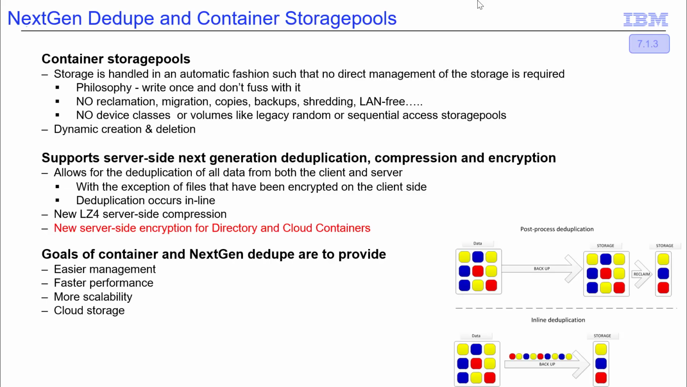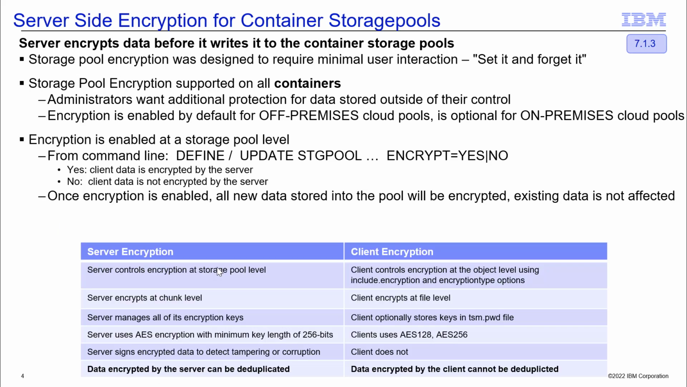Back in version 7.1.3 of Spectrum Protect, when we introduced our new container storage pools, one of the reasons was so that we could have next generational deduplication, compression, and encryption. Both the directory and the cloud container storage pools support server-side encryption. Server-side encryption encrypts the data after it's been deduped and compressed, but before it writes it out to the container storage pool or the cloud storage pools.